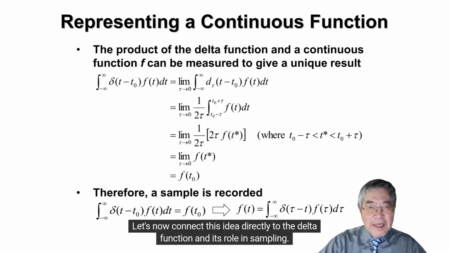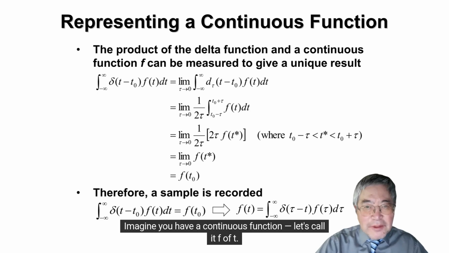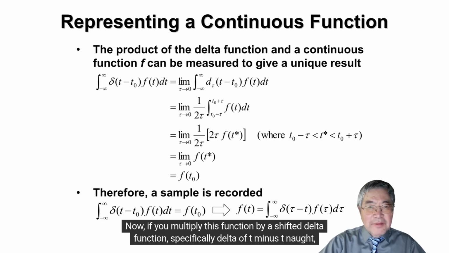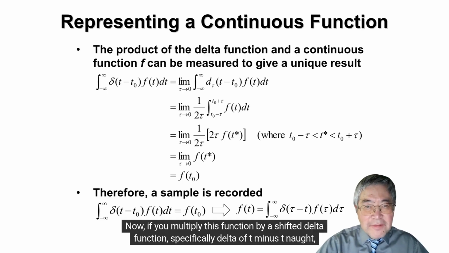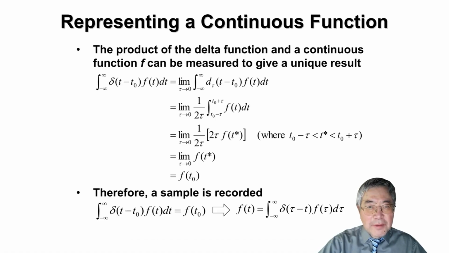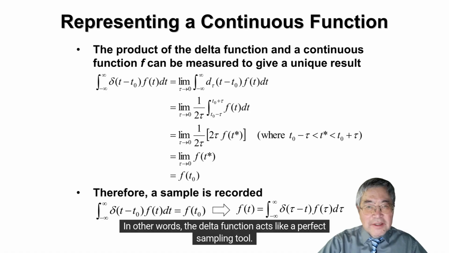Let's now connect this idea directly to the delta function and its role in sampling. Imagine you have a continuous function, let's call it f of t. Now, if you multiply this function by a shifted delta function, specifically delta of t minus t naught, and then integrate, something powerful happens. You end up extracting the value of f at t naught. In other words, the delta function acts like a perfect sampling tool.